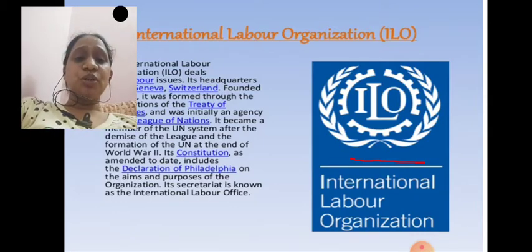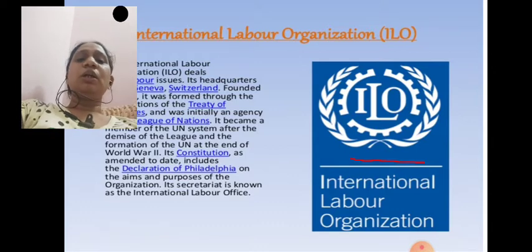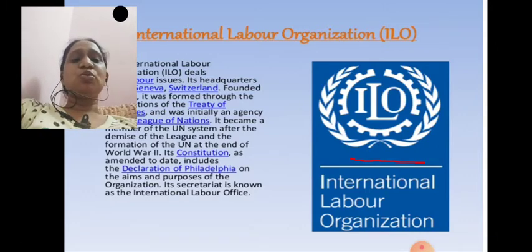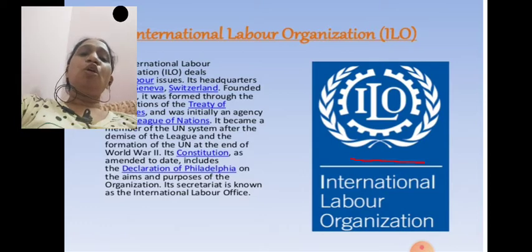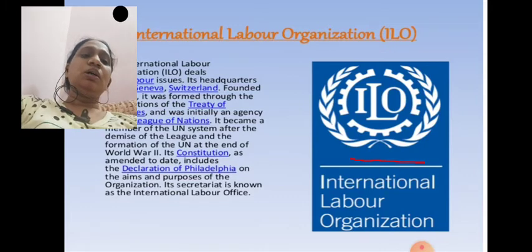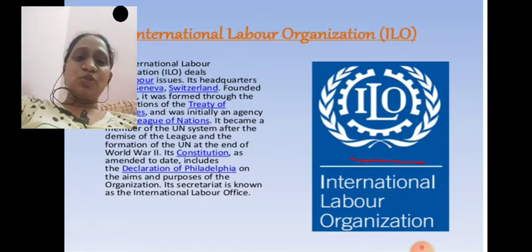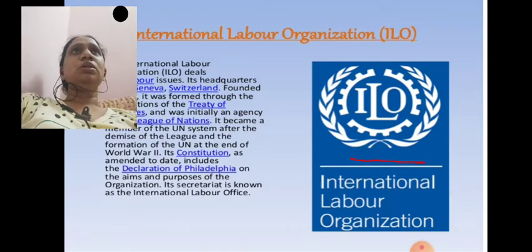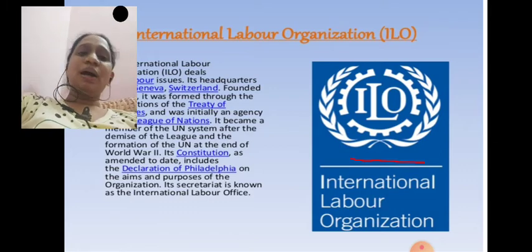Its constitution, as amended to date, includes the Declaration of Philadelphia on the aims and purpose of the organization. Its secretariat is known as the International Labour Office. So the people who are the head of the ILO are known as the secretariat, and they handle all the work related to labor all around the world.